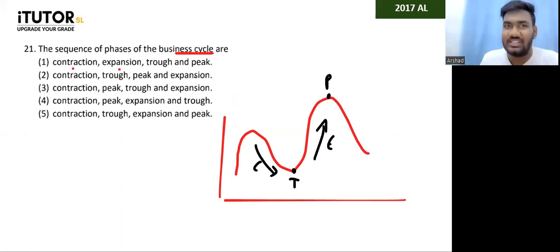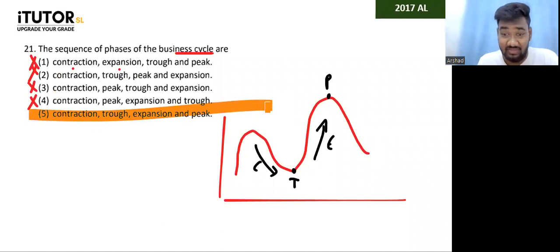It's like a grade 3 question. Why should they ask this from A level students? I don't know why they ask it from A levels. Yeah, which one is the answer, guys? Contraction, trough, okay, but after a trough you don't have a peak. So 1 is wrong, 2 is wrong. Contraction, peak, wrong. Contraction, trough, expansion, peak. Correct. So the fifth one is the answer.